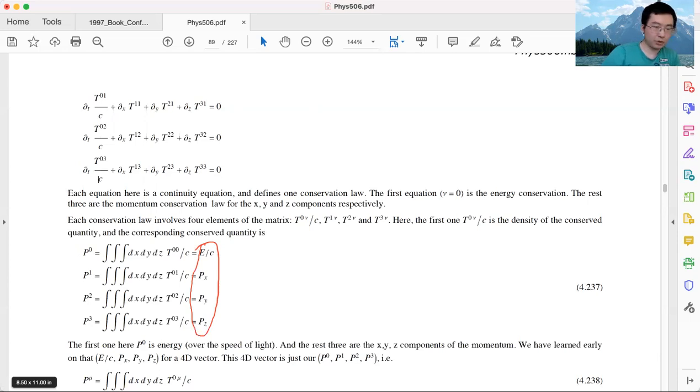Oops, I can't erase this. Okay, let me try to erase from this side. Anyway, sorry, I can't erase. Oh yeah, finally it's done.